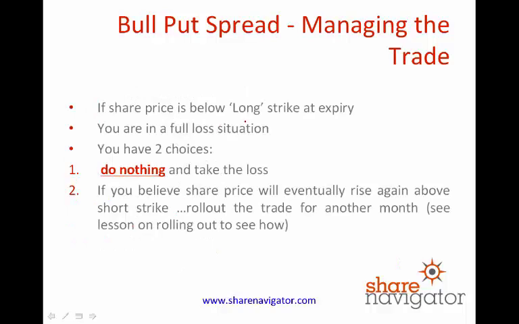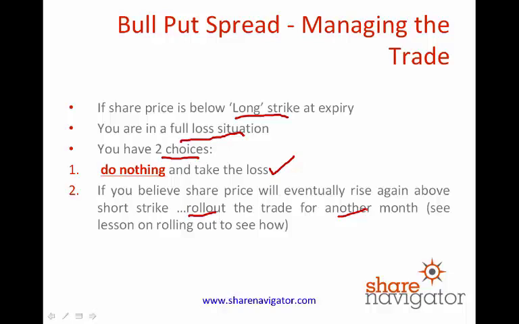However, if we get to a situation where the share price has dropped substantially and the share price is now trading below the long strike price, you're in a full loss situation. Now, you have two choices. You can do nothing and just take the loss. What will happen is your positions will disappear on the Saturday as well. Interactive Brokers in the background will make all the offsetting trades and you'll achieve your full loss. Or if you believe the share price is going to eventually rise again above your short strike, you could just roll out the trade for another month. And we're going to show you a video on how you would actually do that later on. So there are your two options.